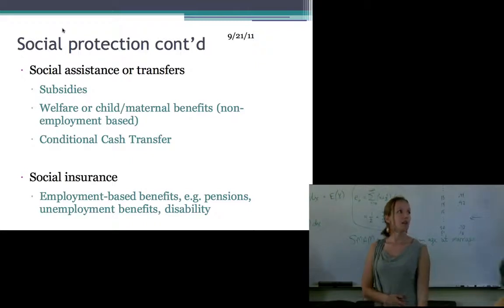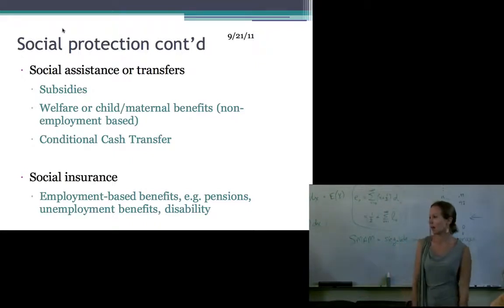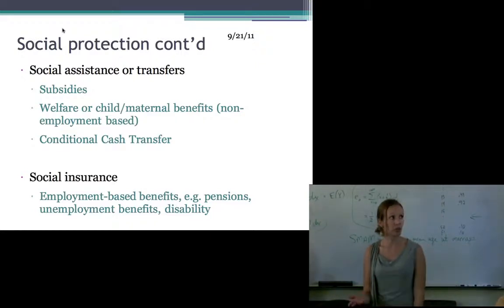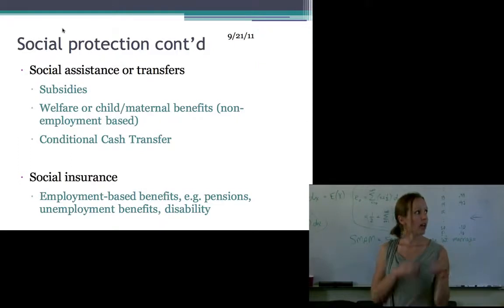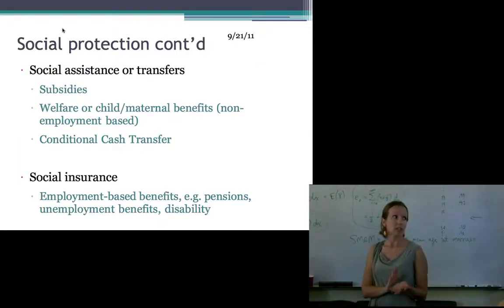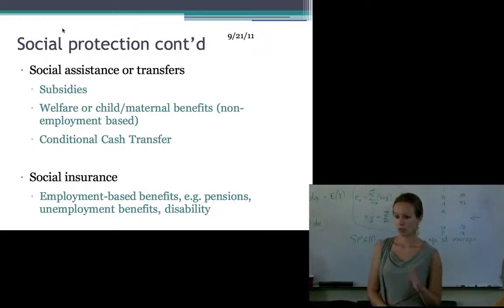The 2 basic categories that I'm going to talk about here are social assistance, or social transfers. Examples of this are subsidies, welfare, or child and maternal benefits that are not based on employment, and the new development catchphrase after microfinance, conditional cash transfers, which basically provide poverty alleviation or some kind of subsidies for families who are conforming to certain things that the government or the NGO wants them to do. The other major category is social insurance, which is employment-based benefits: pensions, social security, unemployment benefits, disability, these kinds of things. Some sources will include in social protection things like health and safety standards, labor standards, microfinance, a whole catch-all of things. But I'm going to try and stay away from those today.